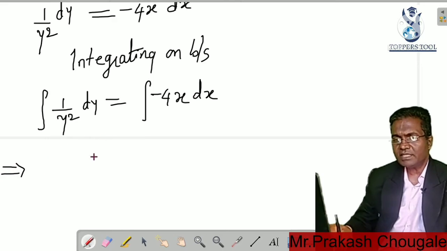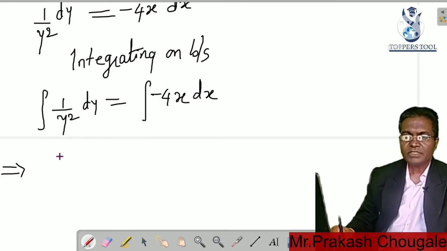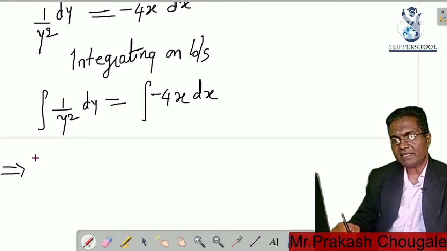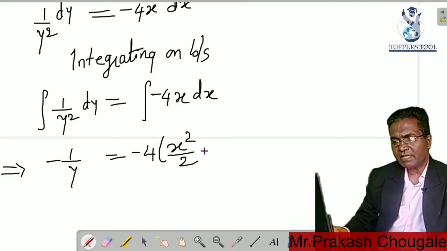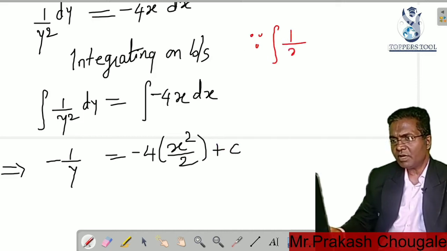So what is integration of 1 by y square? It's minus 1 by y equals, minus 4 as it is. Integration of x is x square by 2 plus c. Remember this, integration of 1 by x square with respect to dx is minus 1 by x.